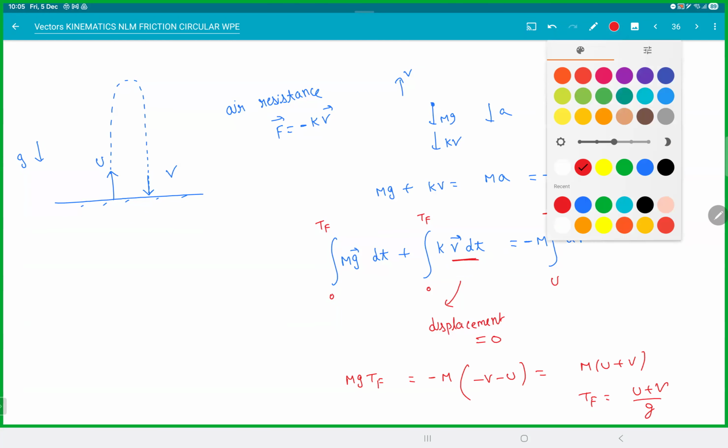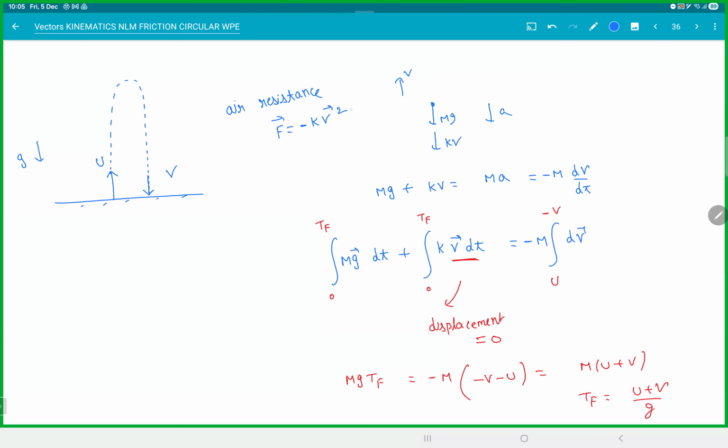It works only for this, because if I make this kv square, you're gone. It won't work. You'll get integral v square dt. You can't solve that. Is that making sense? So it's a very interesting way of handling this kind of question.